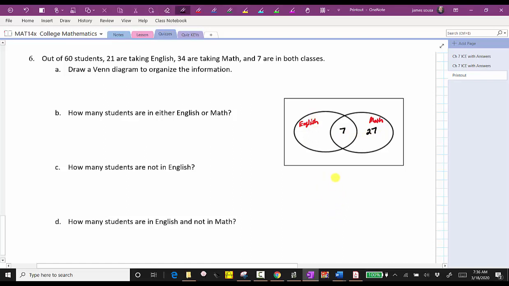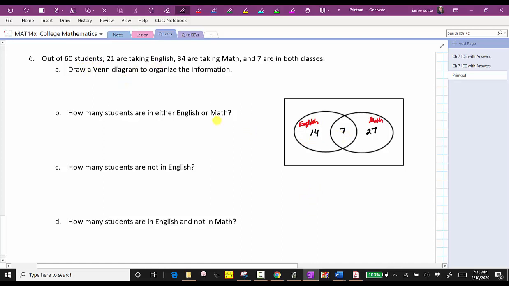And then we also know there are 21 students taking English. So there are 21 students taking English, but 7 of them are already here. 21 minus 7 is 14. There are 14 students only taking English. So again, notice how there are 14 plus 7, or 21 students taking English.